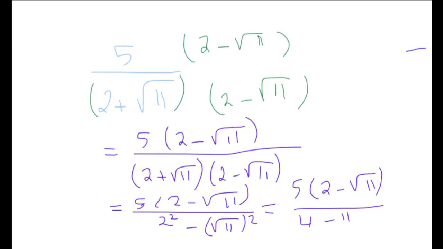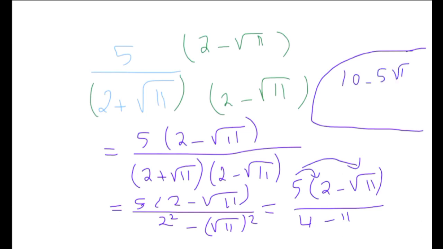So you can write above, you can distribute, and you can keep it the same. It's up to you. So it is 10 minus 5 radical 11 over 4 minus 11 is equal to 7. 7 or minus 7? Minus 7.